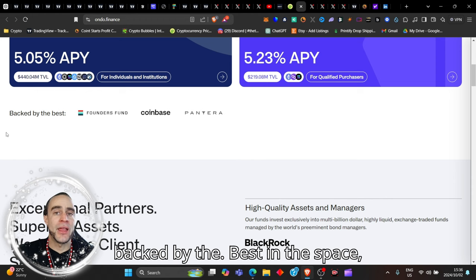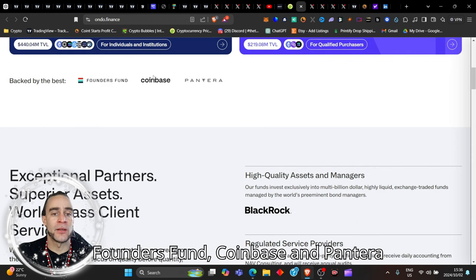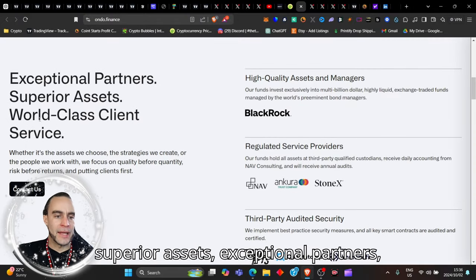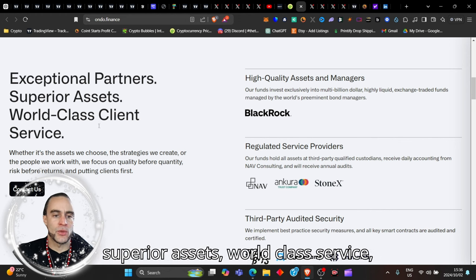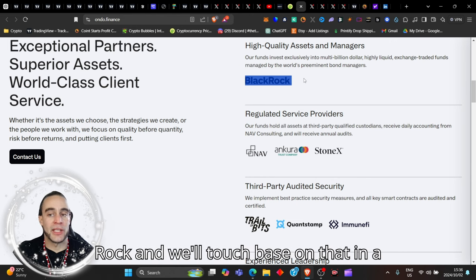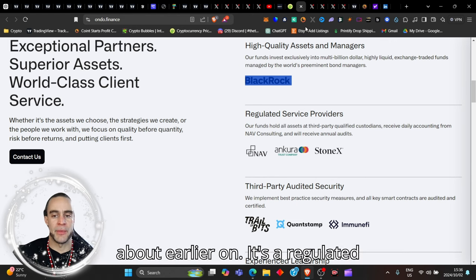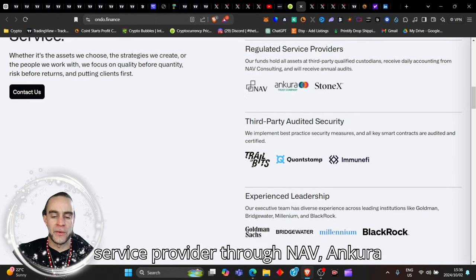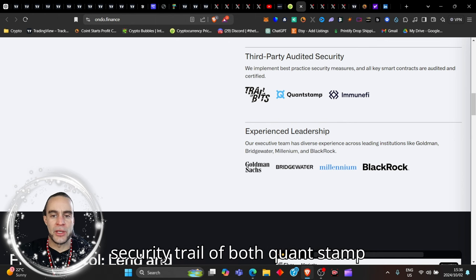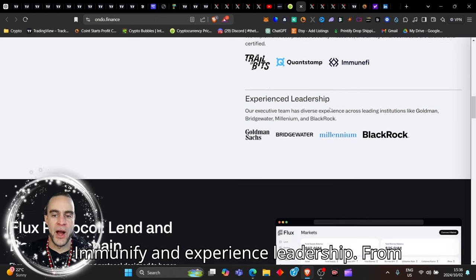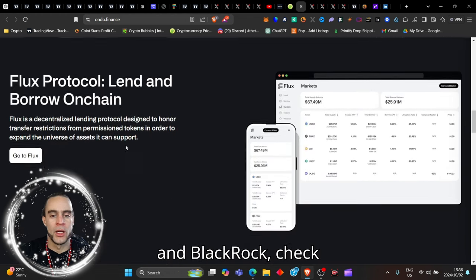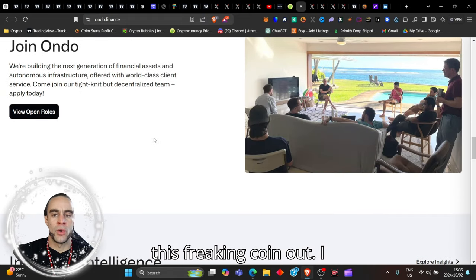It's backed by the absolute best in the space, Founders Fund, Coinbase, and Pantera Capital. It has exceptional partners, superior assets, world-class service, high quality asset managers like BlackRock, and we'll touch base on that in a moment. That's exactly who I was talking about earlier on. It's a regulated service provider through NAV, Ankura, StoneX. It has third-party audited security, Trail of Bits, Quantstamp, Immunefi, and experienced leadership from Goldman Sachs, Bridgewater, Millennium, and BlackRock. Check this coin out.